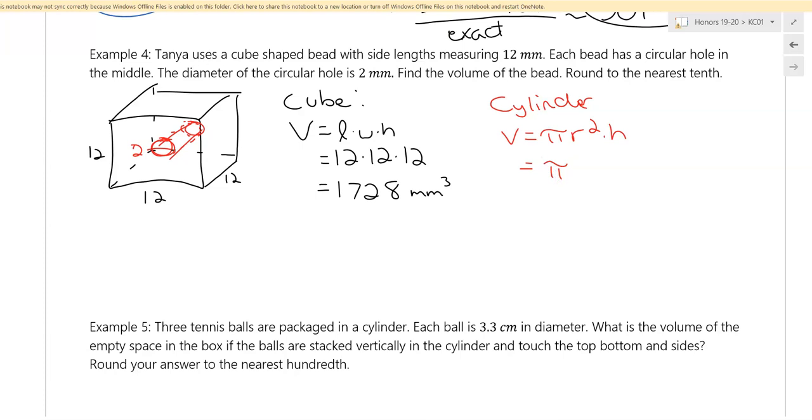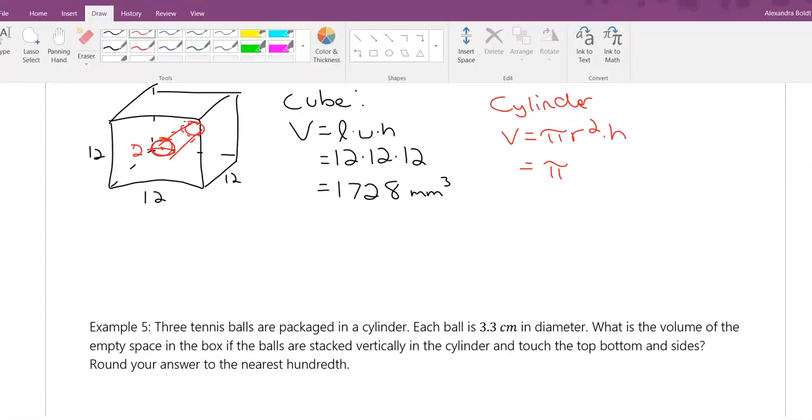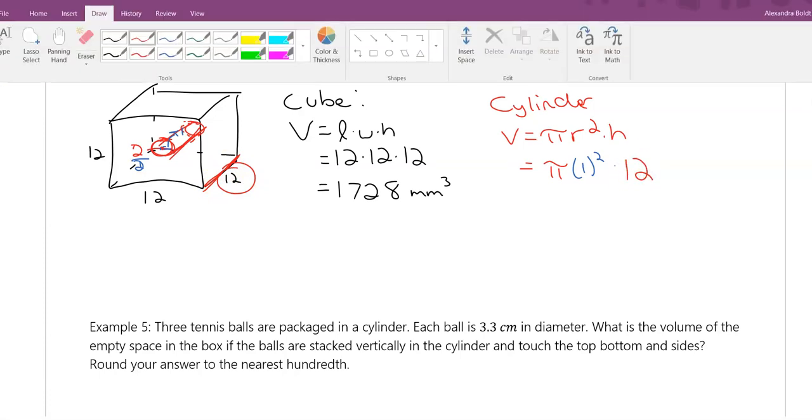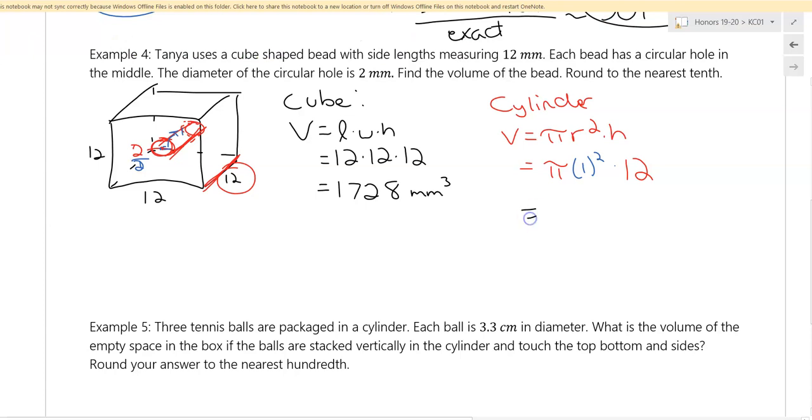Our radius, again, this was the whole distance. So if we wanted just a piece of that distance, we cut 2 in half. This piece is 1. Okay, so it's 1 squared times, and again, this distance here is the same as this distance here, so it's 12. Well, 1 squared is 1, and 1 times 12 is 12. So this is 12 pi millimeters cubed.